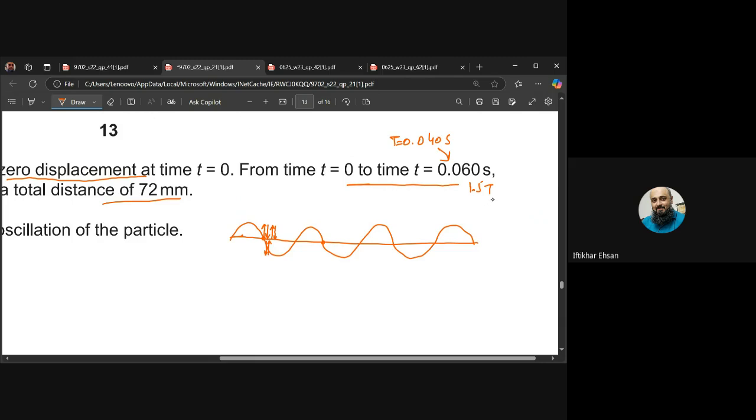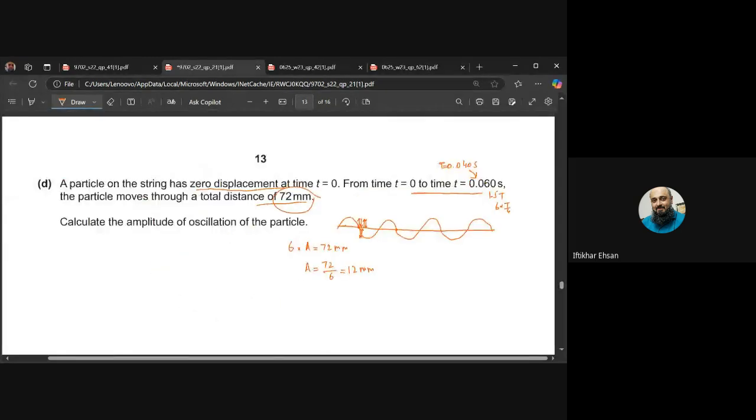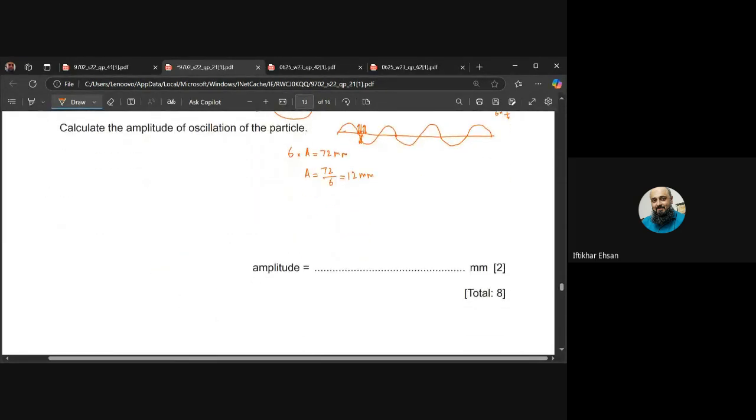And in one and a half time period, there will be 6 quarters of time period. So in each quarter, it covers a distance of one amplitude. So in this distance covered, there will be six amplitudes. So six times amplitude is 72 millimeter. Then one amplitude will be 72 divided by six, which is 12 millimeter. You can convert it into meter or centimeter. It is in millimeters. Do you understand, beta?